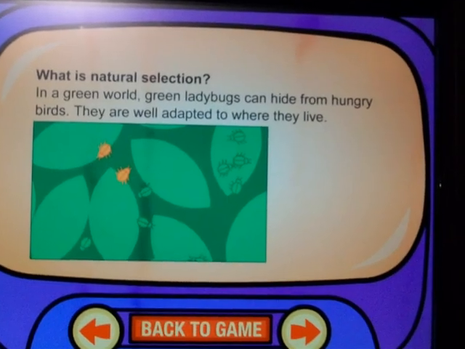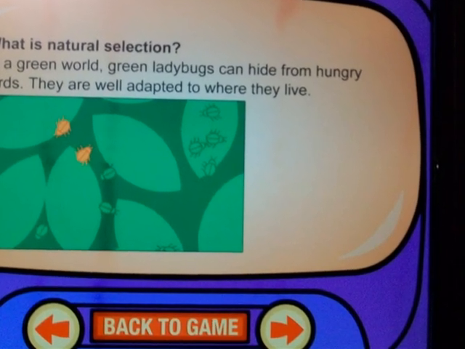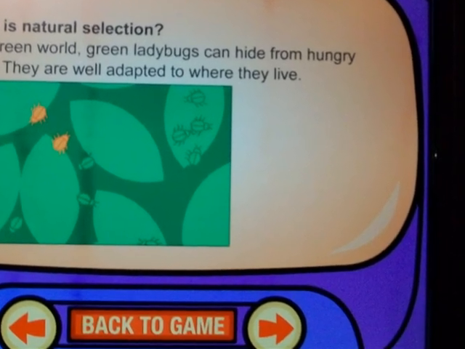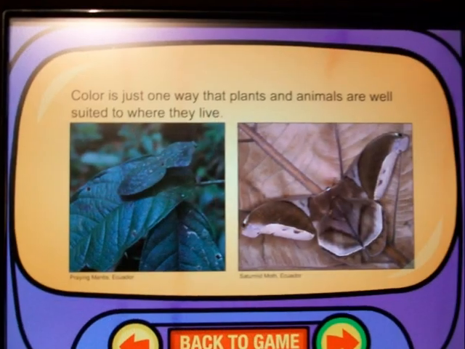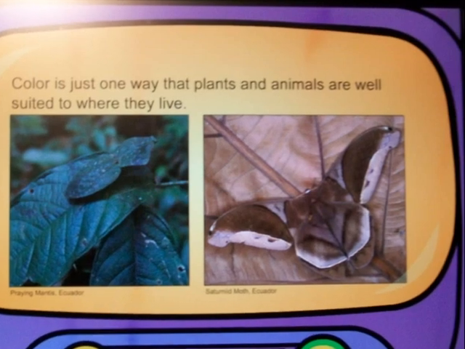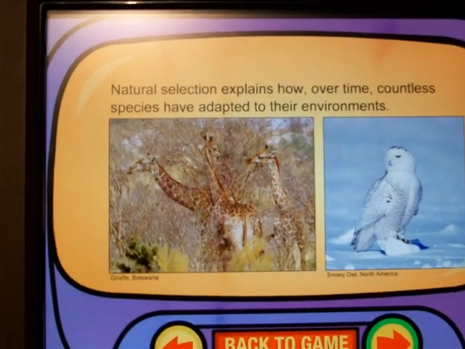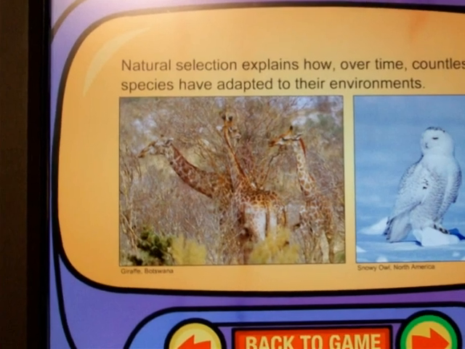So what is natural selection? Natural selection allows species to change and adapt to their environment in order to survive. The color of different species is essential for their survival and protection. Natural selection explains how over time species have adapted to their environment.